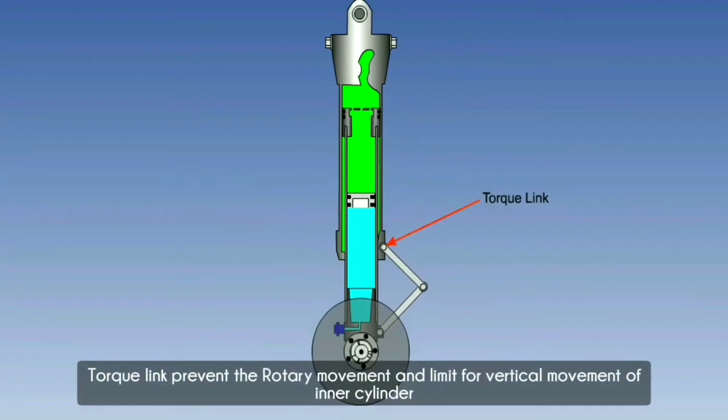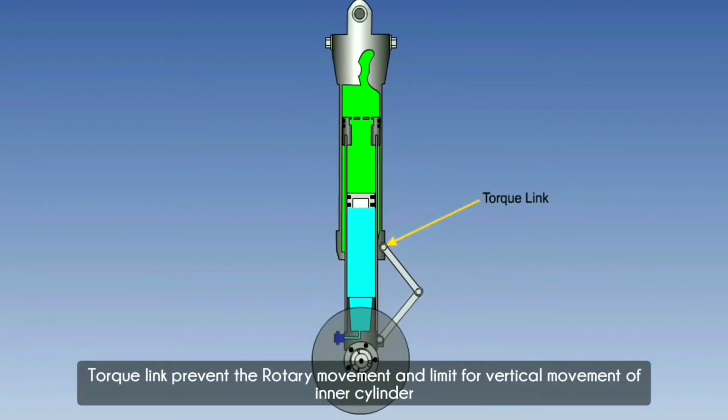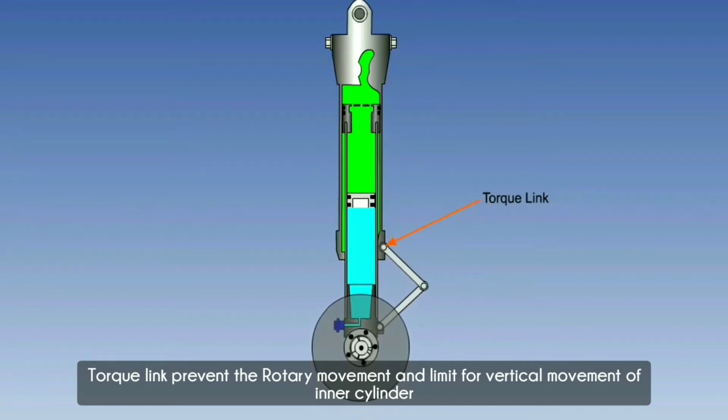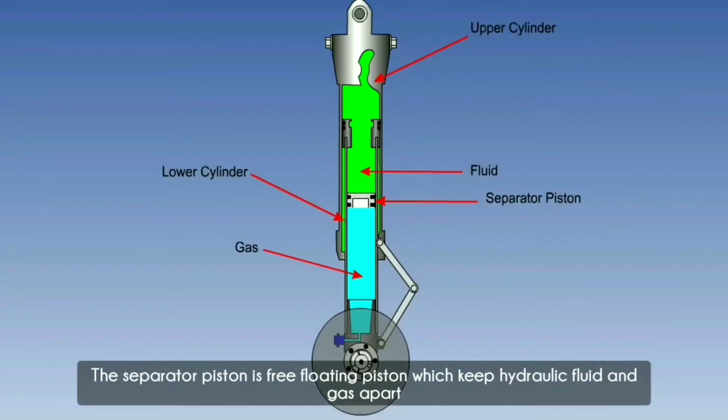Torque link prevents rotatory movement and limits vertical movement of the inner cylinder. The separator piston is a free-floating piston which keeps hydraulic fluid and gas apart.